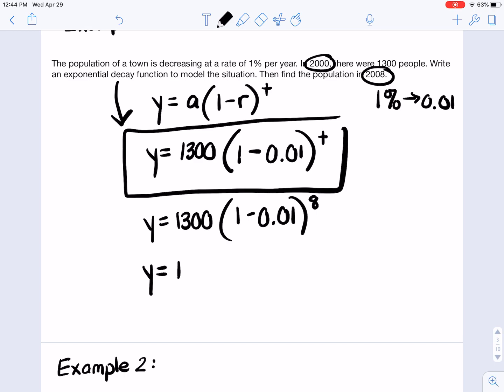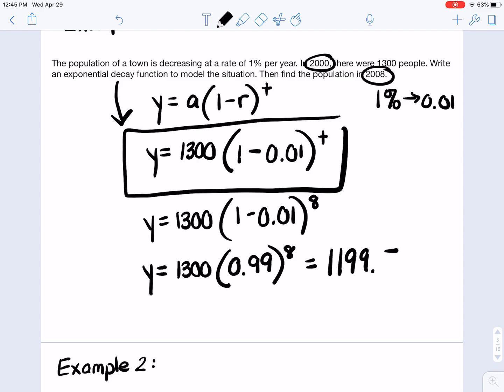So I'm going to raise this to a power of 8. So y equals 1,300 times 0.99 raised to the power of 8. And when you do this math, I've got to get the exact value when we put it in my calculator. So, sorry, we get 1199.568 and so on.